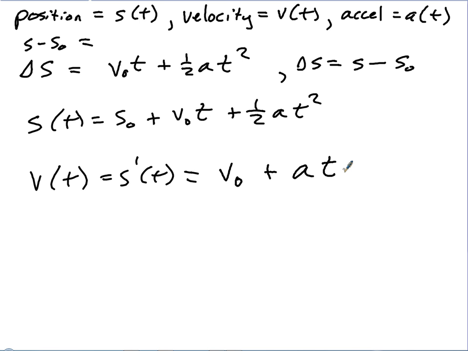And if I calculate acceleration, what should it be? I mean, we said it was constant, right? So it should just be a. Is it? The derivative of v naught is, that's a constant, the initial velocity, so that goes away. And then the derivative of a times t is just a, because a is a constant and the derivative of t is 1, right?